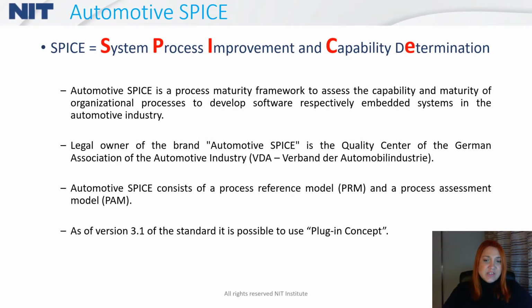In the previous lecture, we mentioned what the process models are. Automotive SPICE is one of the most used and widely recognizable process maturity models for assessing and developing embedded software in the automotive industry. SPICE stands for Software Process Improvement and Capability Determination, and this is basically the abbreviation of those terms.